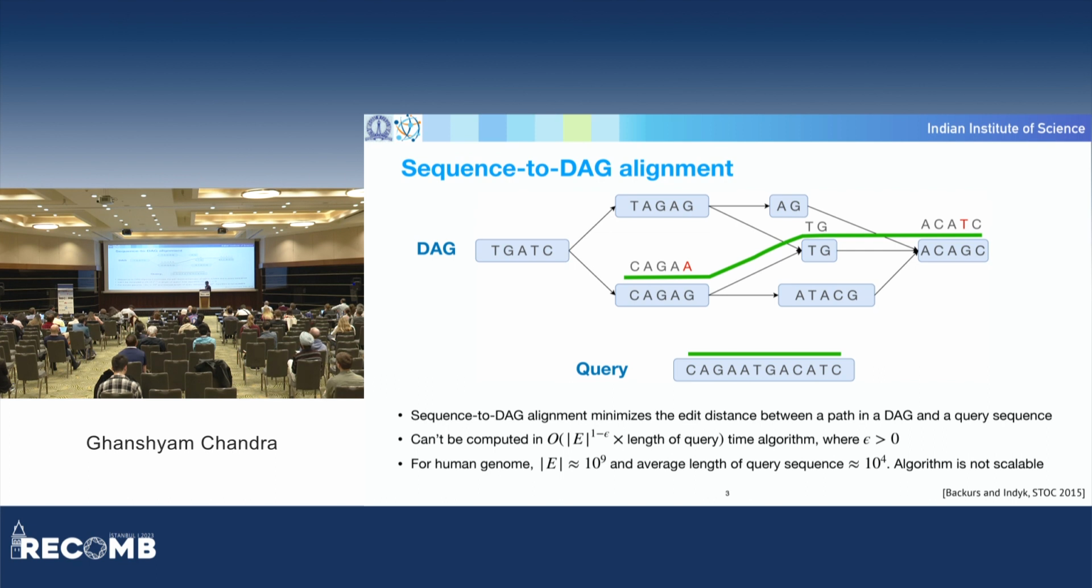So just take an example. For a human genome, the number of edges is nearly 10 to the power 9, and the length of the query sequence is nearly 10 to the power 4. Hence, the algorithm is not scalable. So what is the solution now? The solution would be to use heuristics.